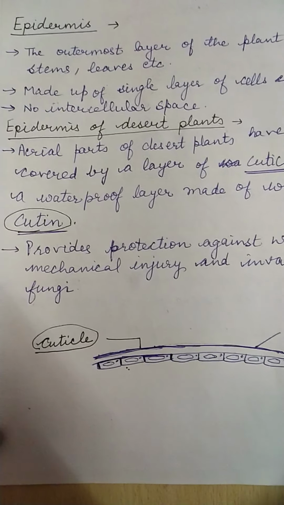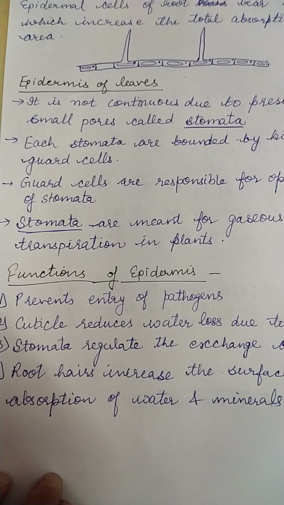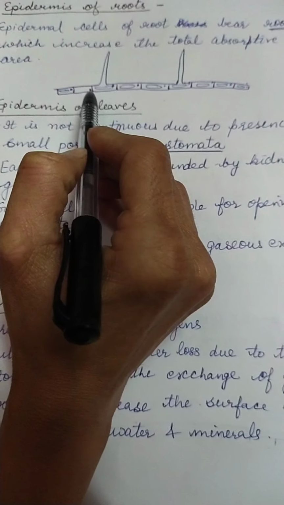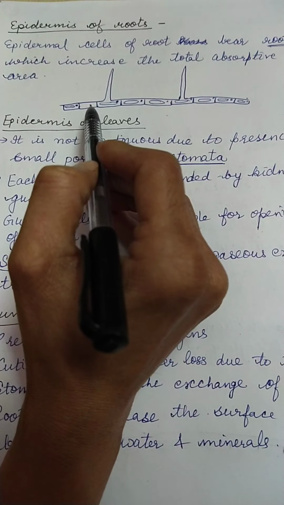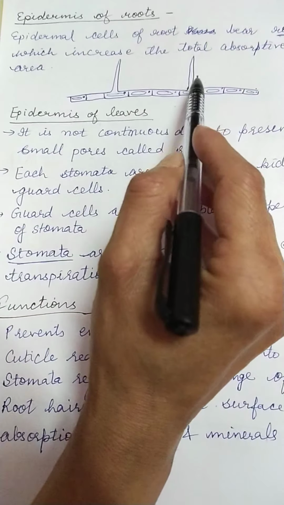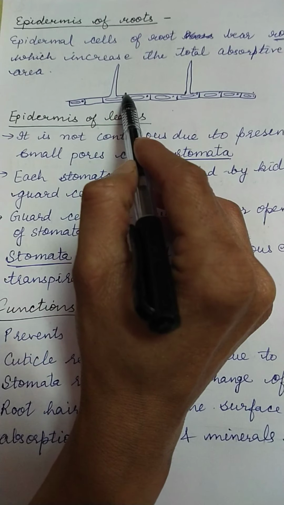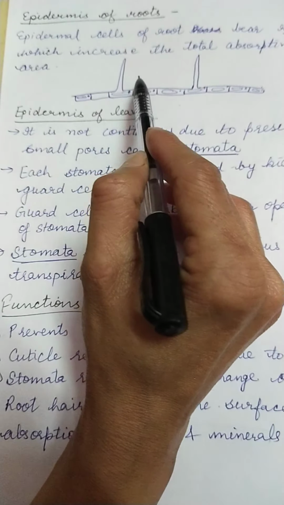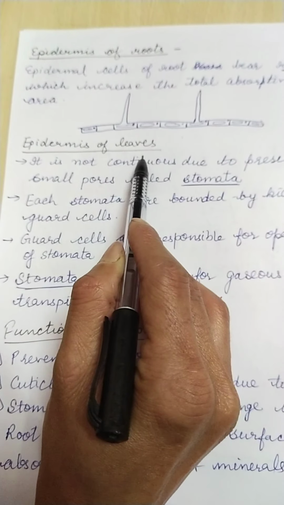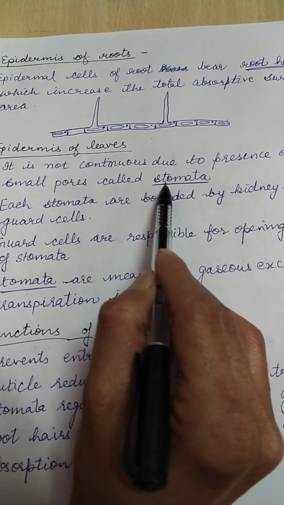The epidermis of the roots bears certain long thread-like structures which we call root hairs. As the roots need to absorb water from the soil, these fine hairs present on the epidermal cells increase the surface area for the absorption of water and minerals. Same way, the epidermis of the leaves bears minute pores which are known as stomata.